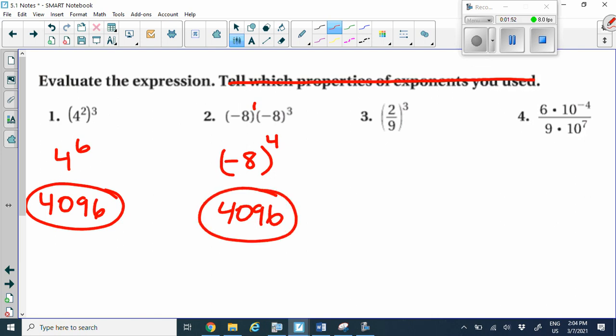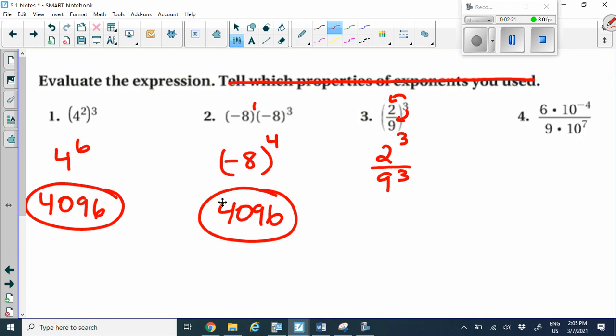Okay, now we have 2 divided by 9 to the third. So this is where we can distribute. So notice the 2 and 9 we're dividing, and it's all being raised to the third power. So I'm going to go ahead and distribute that cube to both the 2 and the 9. Because remember, when we multiply or divide, we can distribute the exponent. But when we add and subtract, we can't. Okay, so I take it to the numerator and take it to the denominator. So I have 2 cubed over 9 cubed.